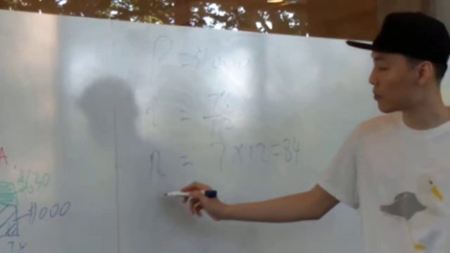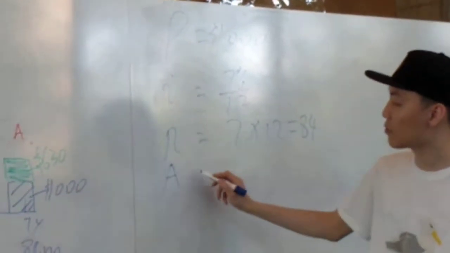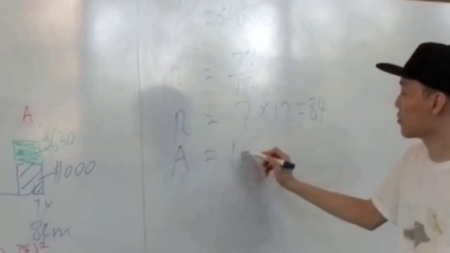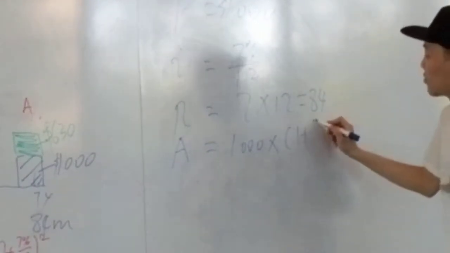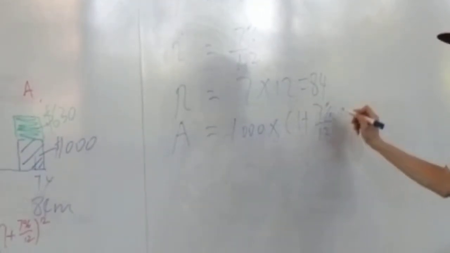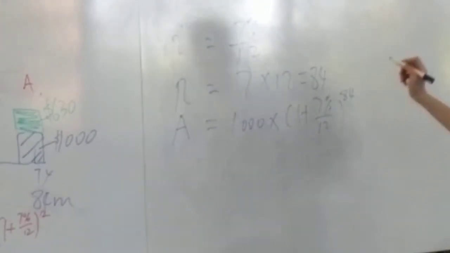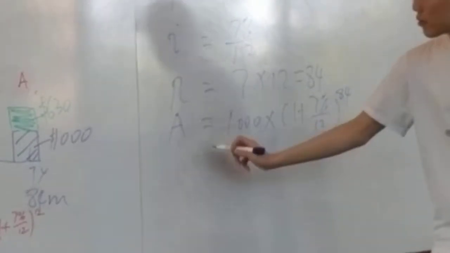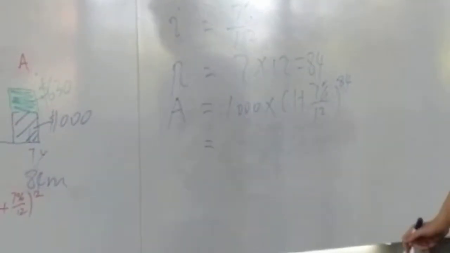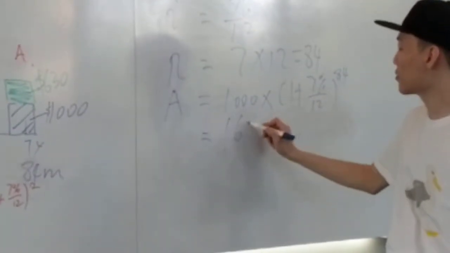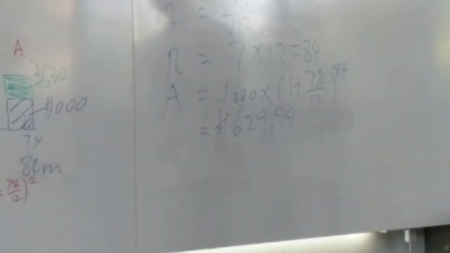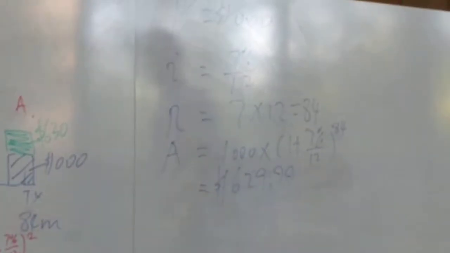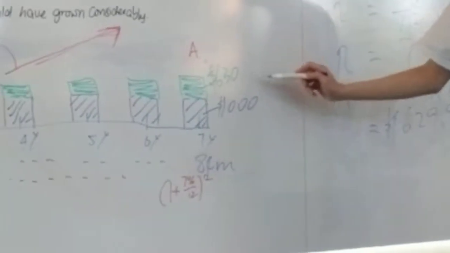and leading to A equals 1,000 times (1 plus 7 divided by 12) to the power of 84. This will give an amount of $1,629.99, nearly growing $630 as shown in the table.